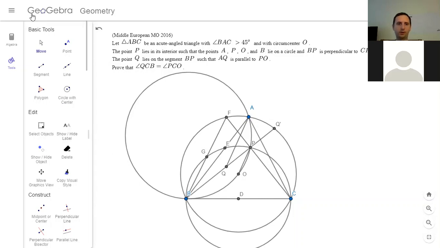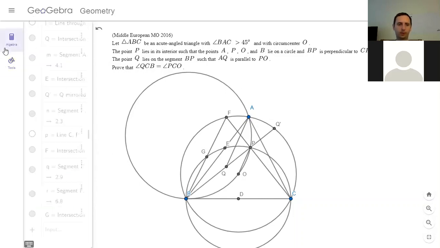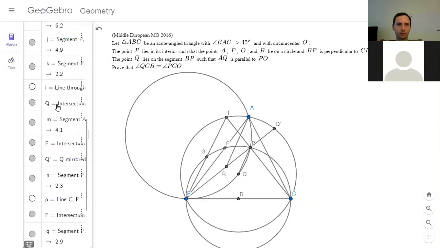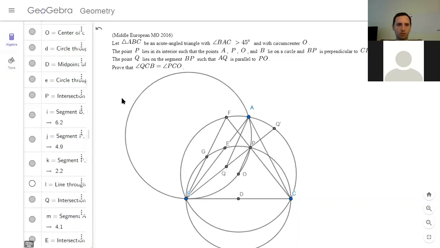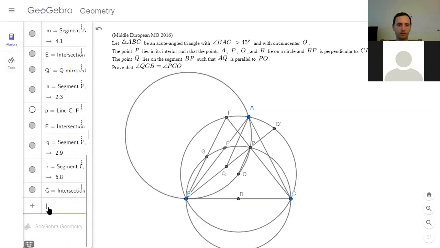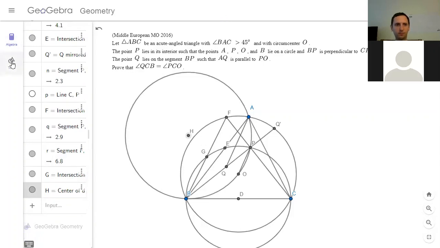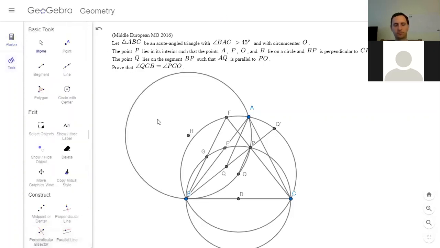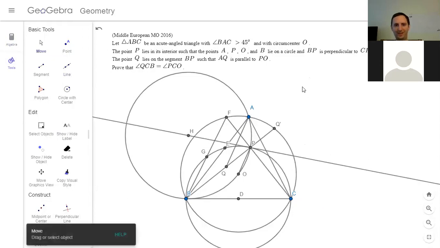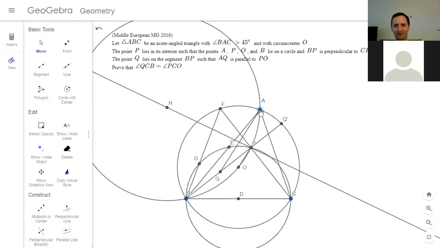Let me draw the center of this circle right here. I'm just curious. Let's see, I don't even know what circle this is. Circle D. Okay. Is HP tangent? I'm just guessing here. No.